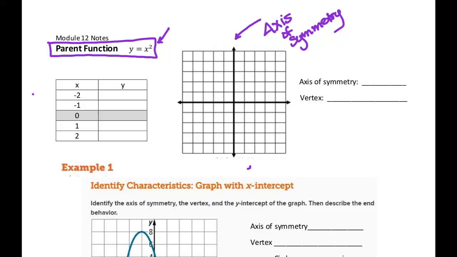So I have this equation, y equals x squared. I am going to substitute these x values in for that x squared, okay? So when I have -2 and I say -2 squared, what is the answer to -2 squared?